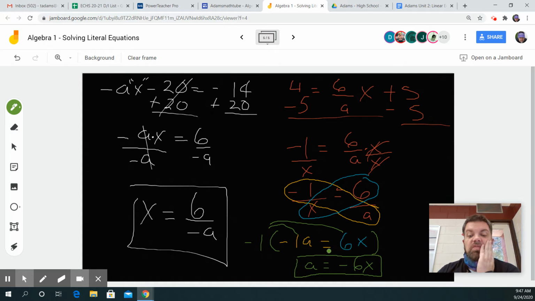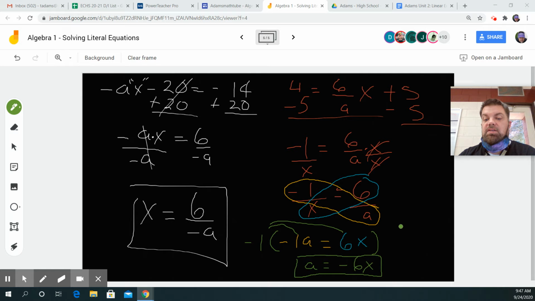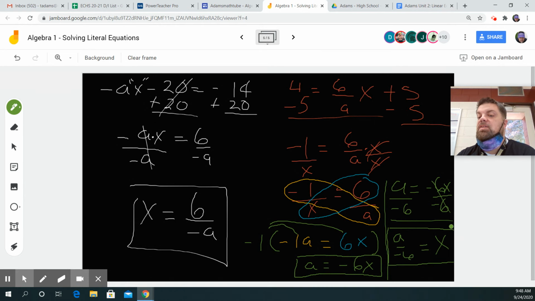Oh, wait, I was supposed to solve for x, wasn't I? How do I solve for x? Do you guys know? Yeah, so I could take this line and say a equals negative 6x, and I can just divide by negative 6. See how easy it is to get confused? These cancel, and I get a over negative 6 is equal to x. So that's another equivalent equation. Any questions on that?